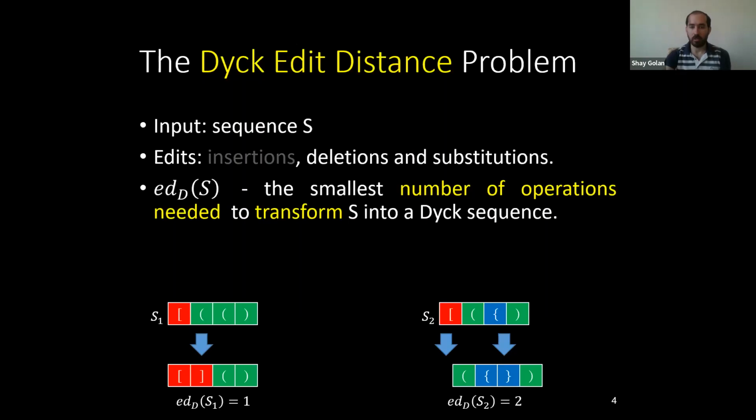Actually, one can consider only deletions and substitution in this specific case of the Dyck language. The reason for this is that the only reason for someone to insert a new parenthesis into a given sequence is to match other parentheses that weren't matched originally. But instead of inserting a new parenthesis, we can delete the original parenthesis that was without any matching parenthesis. So for example, here we can fix the sequence with the same cost of two operations. So even if we don't consider insertions, the Dyck edit distance is still 2.